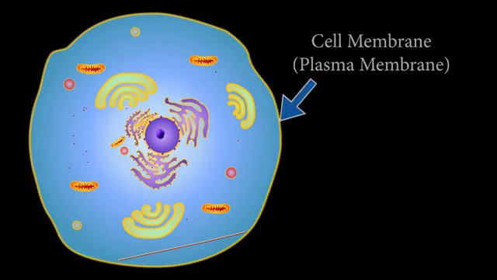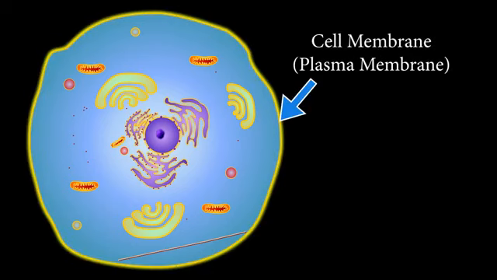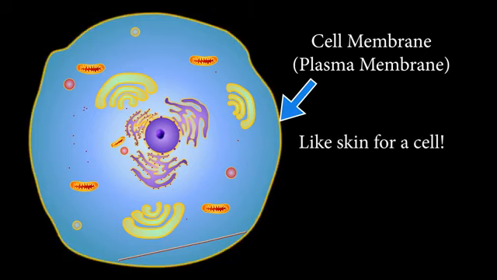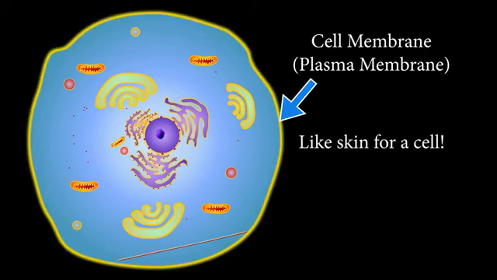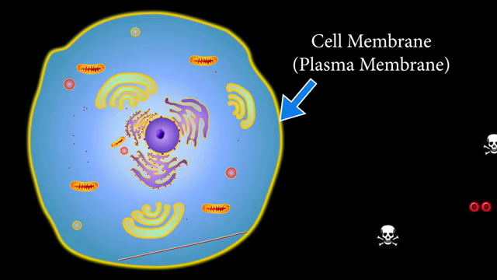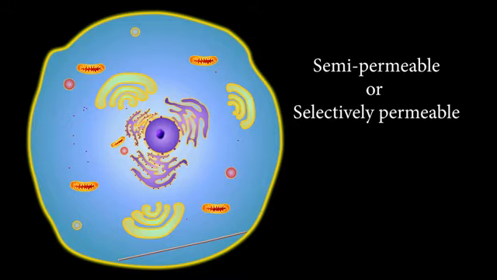All cells are completely surrounded by a membrane that separates them from their environment, kind of like how your skin completely covers your body. This cell membrane is sometimes called the plasma membrane, and it acts as a barrier, regulating what gets in and out of the cell. Because the membrane lets some things through but not others, we say that the membrane is semi-permeable or selectively permeable.